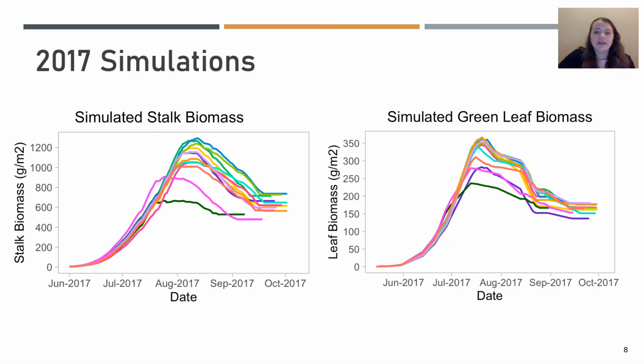Once we finalized our calibrations to the best of our ability given our 3 environments worth of data, we then utilized the calibrations to run some simulations. First we used it to better understand the physiological differences among the hybrids for different traits. We see in these examples simulations of the differences among the hybrids for traits like stalk and green leaf biomass throughout the season.